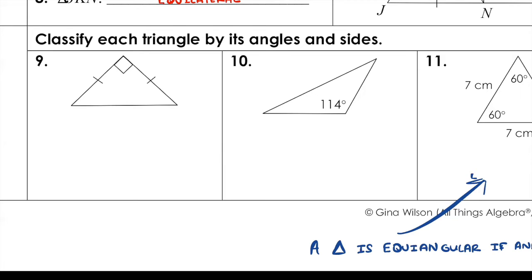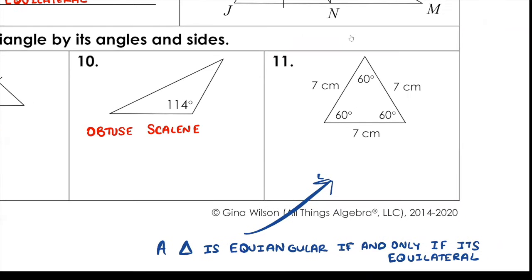It is a right isosceles. Number 10. Why scalene? Because there's no equal sign. We don't know that there's any equal sides. Number 11. Equiangular, equilateral.